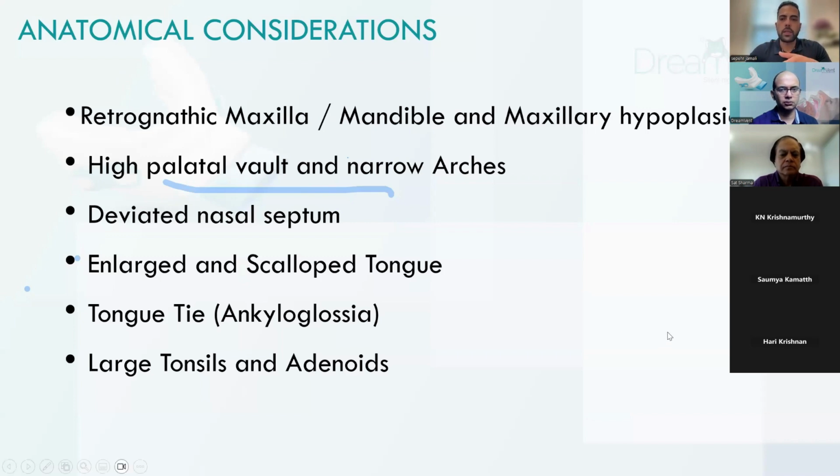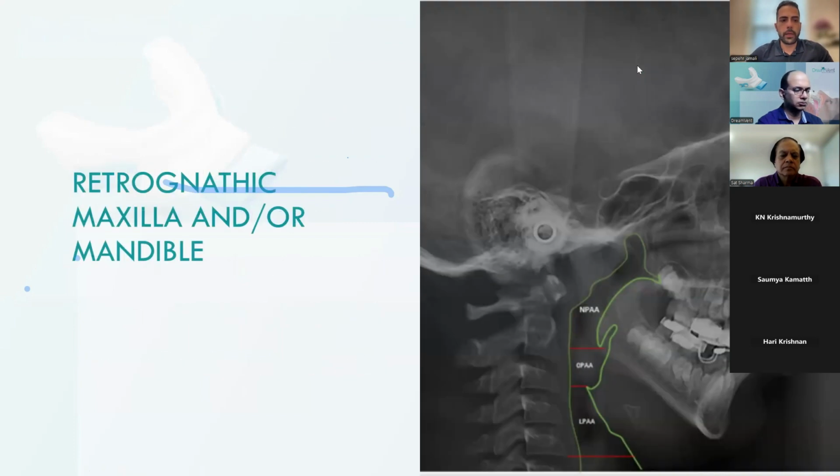Any type of deviated nasal septum or extranasal polyp, sometimes we can see that on a panoramic X-ray as well. So that's very evident if there is a deviation in the nasal septum, you can see there is no passageway through the nares. That's also very evident in the general examination. Enlarged scalloped tongue, tongue tie, and large tonsils and adenoids. I have some pictures of these ones. We're going to go over them together.